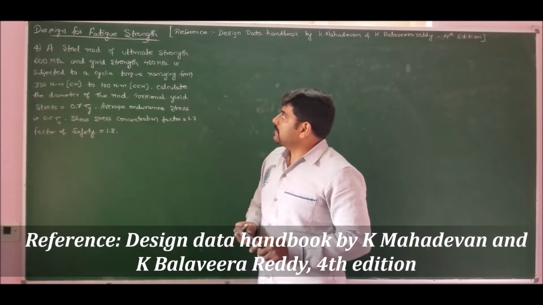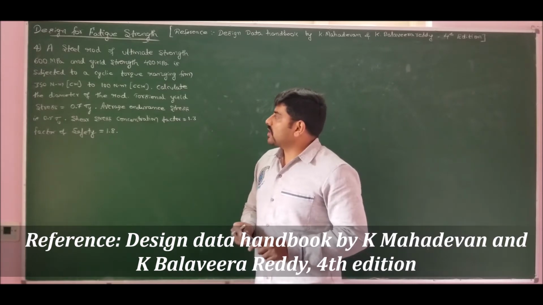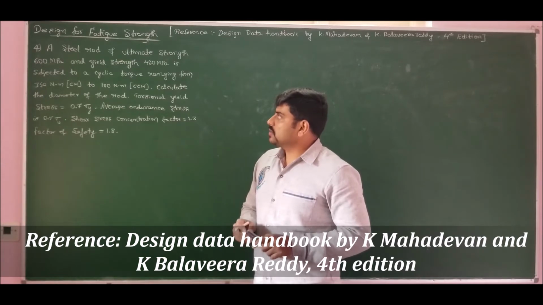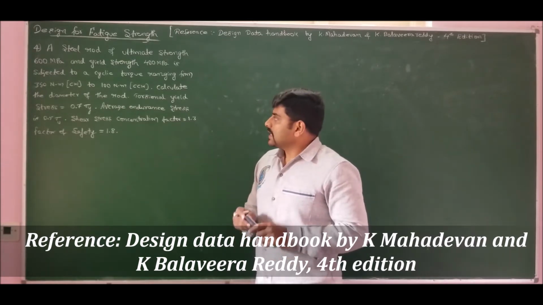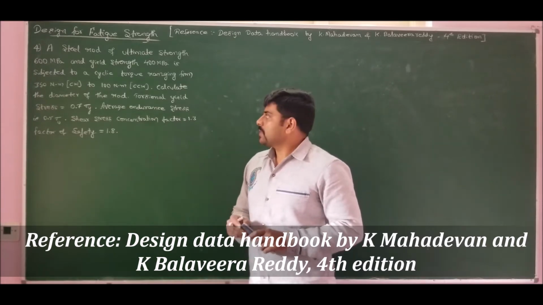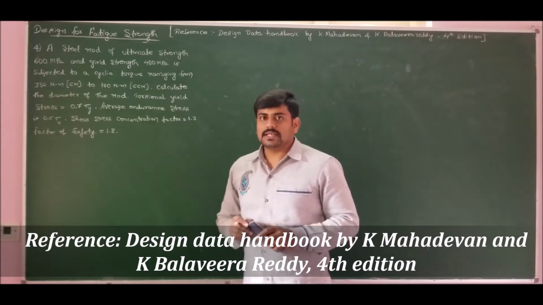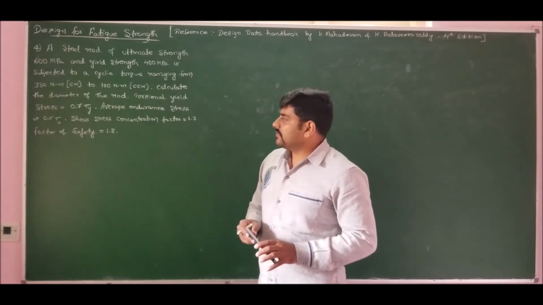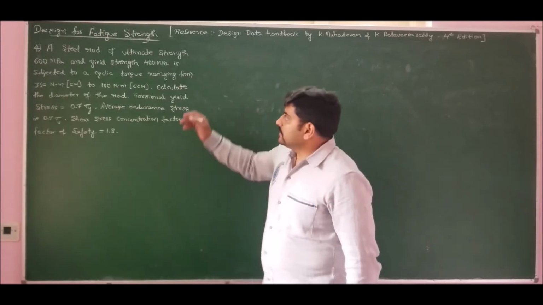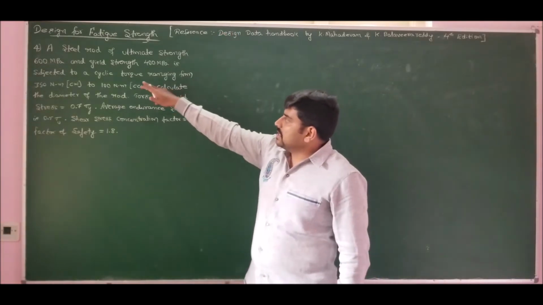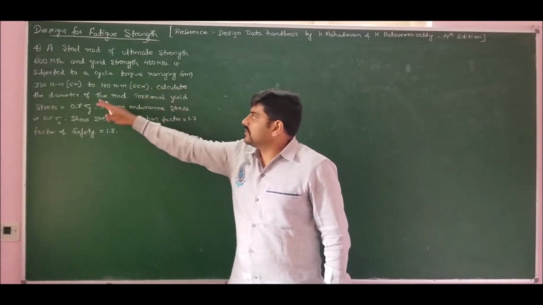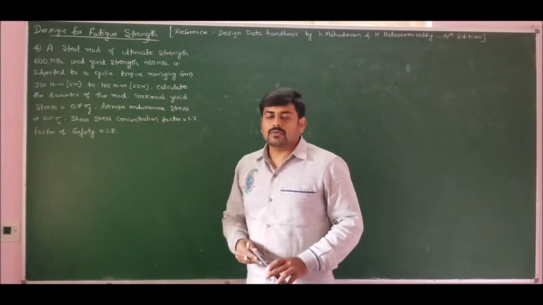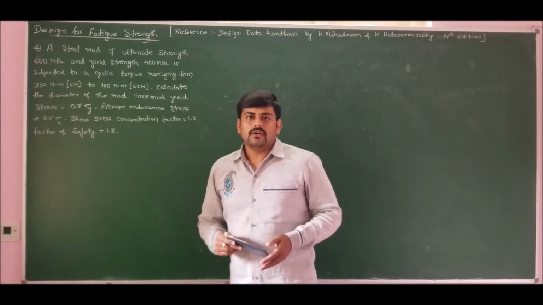A steel rod of ultimate strength 600 megapascal and yield strength 400 megapascal is subject to a cyclic torque ranging from 350 Newton meter clockwise to 100 Newton meter counterclockwise. Calculate the diameter of the rod. Torsional yield stress is equal to 0.7 sigma yield. Average endurance stress is 0.5 times sigma ultimate. Shear stress concentration factor is 1.3 and factor of safety is 1.8. He himself is clearly stating the machine element is subjected to cyclic torque ranging from 350 Newton meter clockwise to 100 Newton meter counterclockwise. So therefore it is torsional fatigue loading.